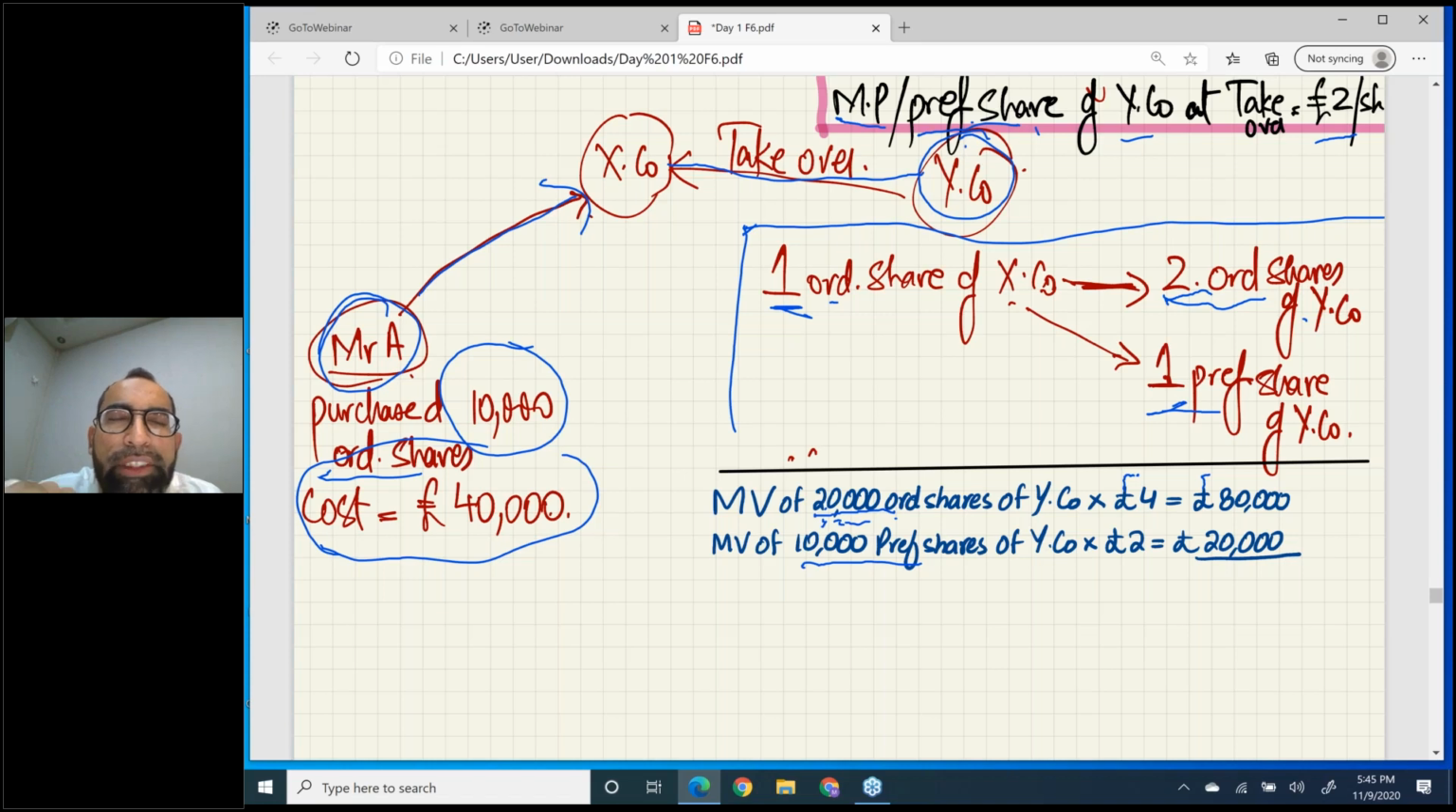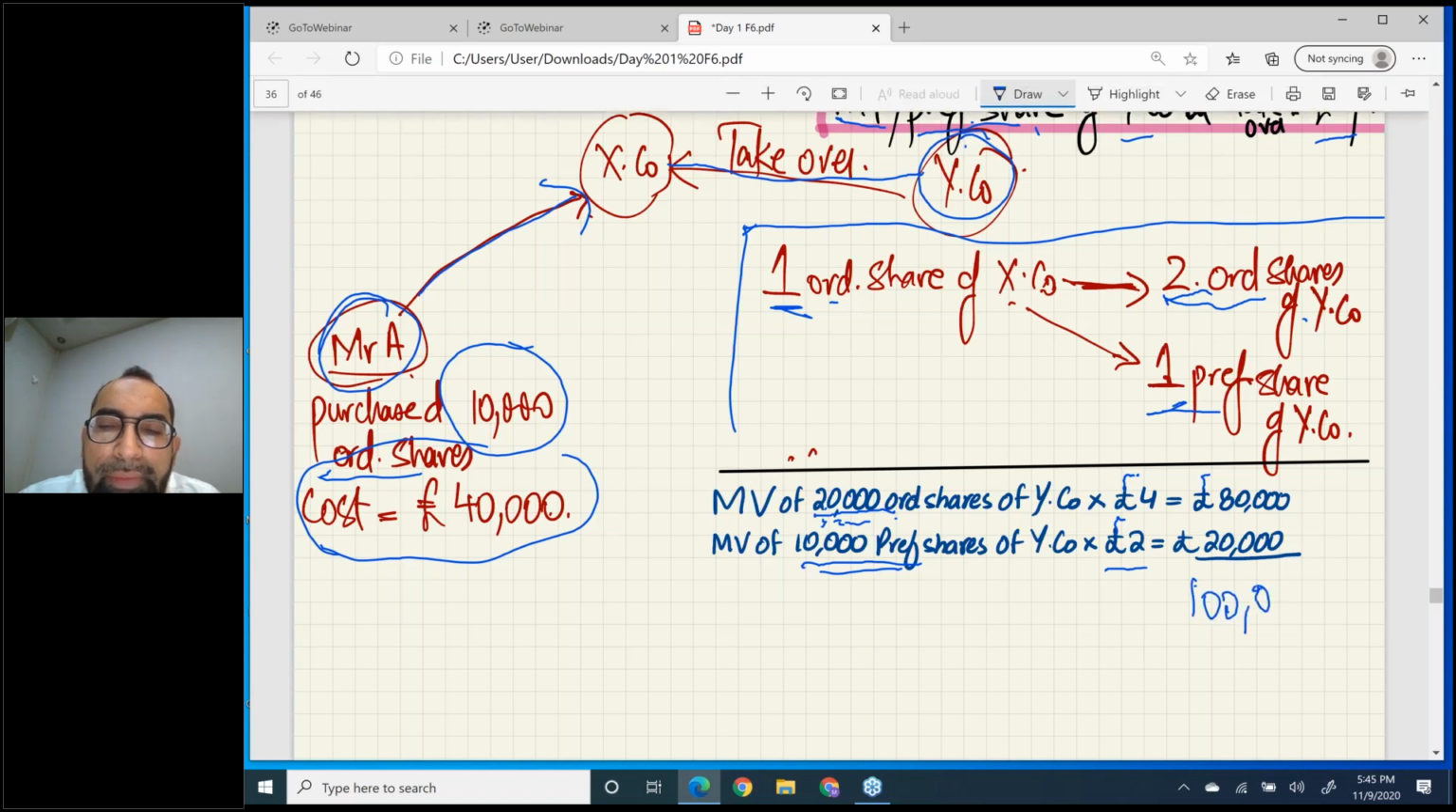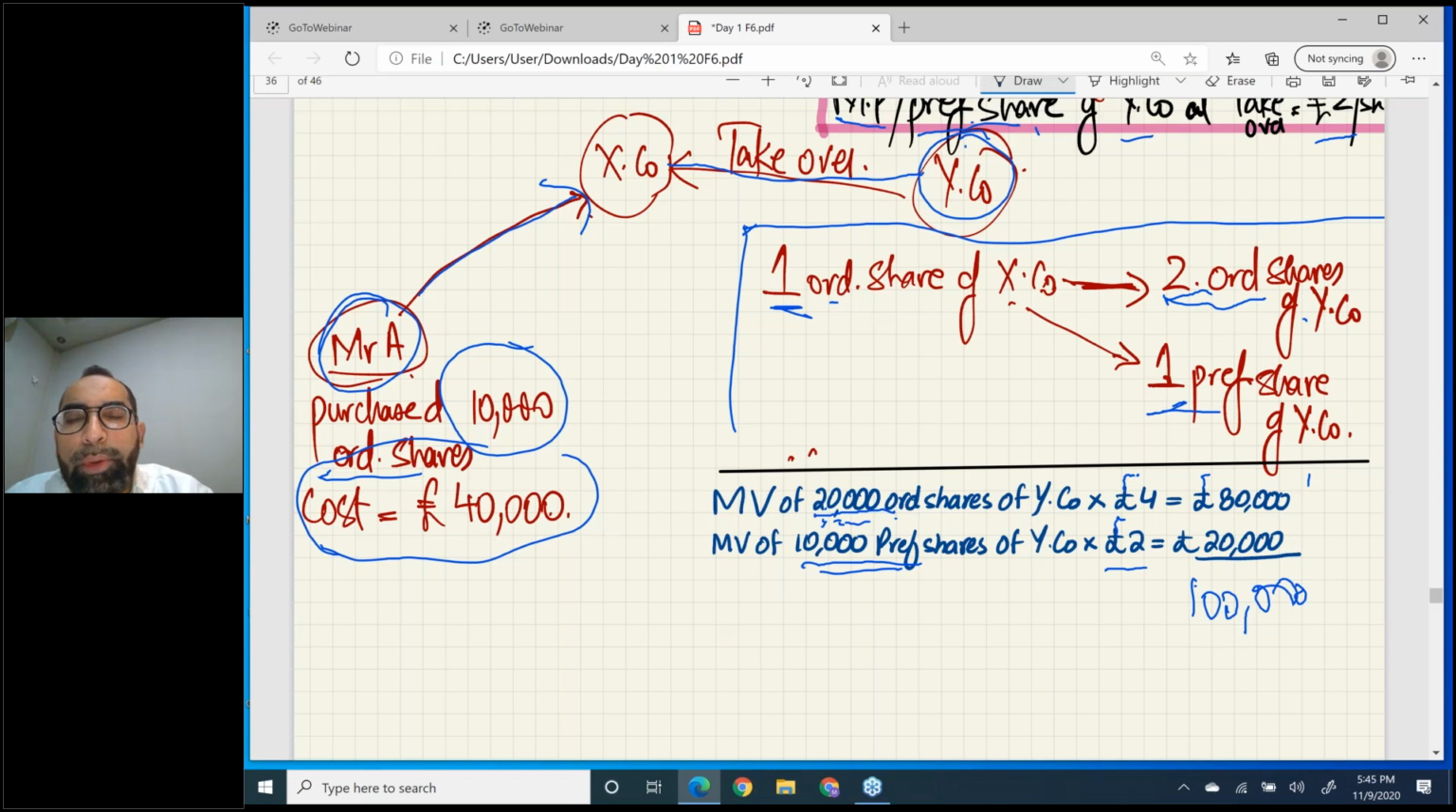And how many preference shares do we have? 10,000 preference shares multiplied by the share price. The share price of one preference share is £2. So 10,000 times 2 is £20,000. Now what you do is simply add these market values. This will become 100,000.